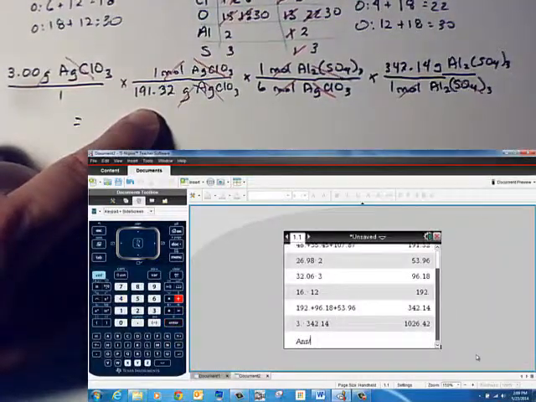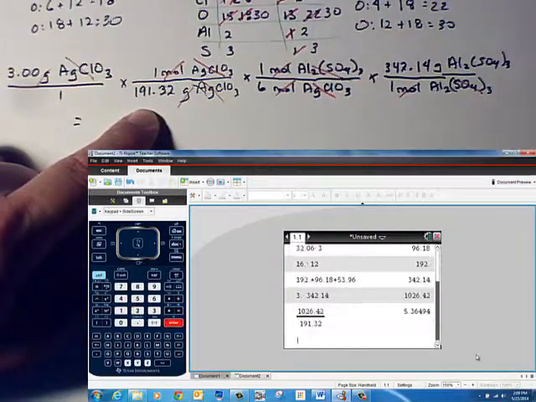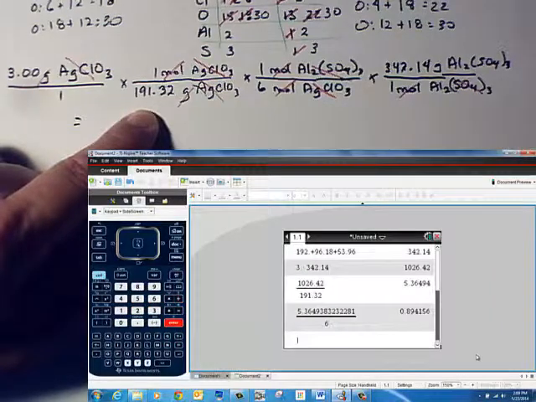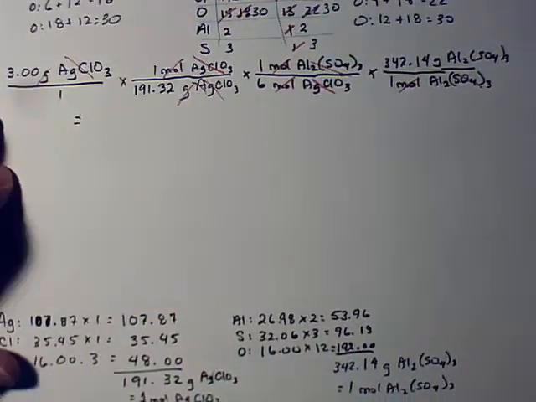You took the 342 on top for a bottom. 342 goes on the top because moles have to go on the bottom. All right, so is that what you guys got for the second reactant?